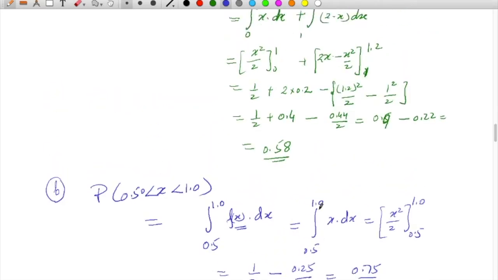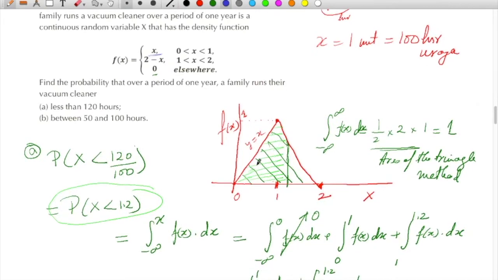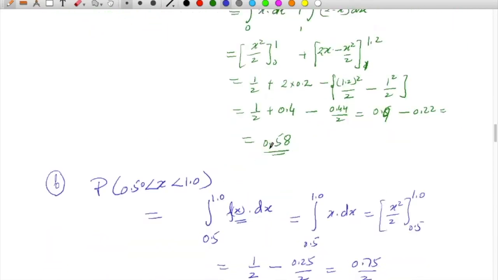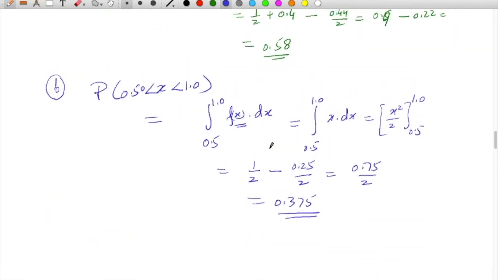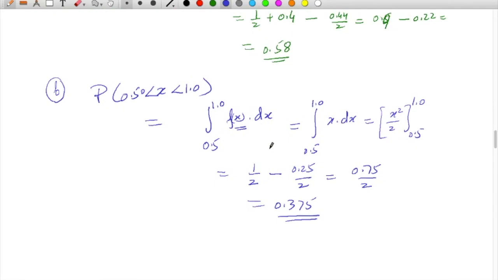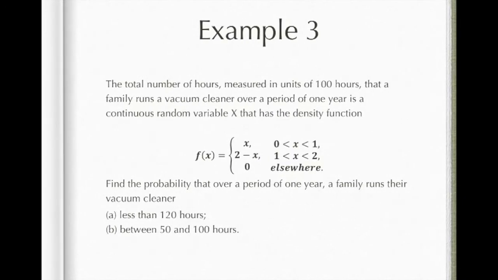Obviously, if we see over the curve, this area is nothing but, 0.5 will be somewhere here, 0.5 to 1, so that is the area over here. So this particular area under the curve is what we are looking for in the second part of the problem. Now, this is how we see the procedure for calculating the probabilities for continuous random variable.